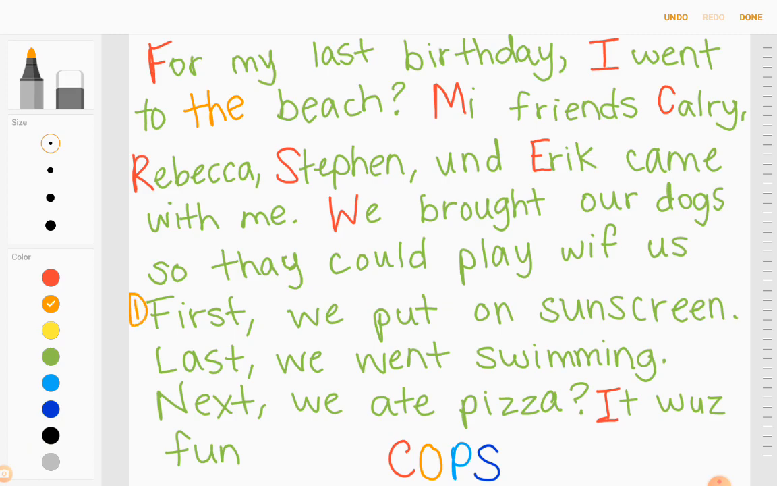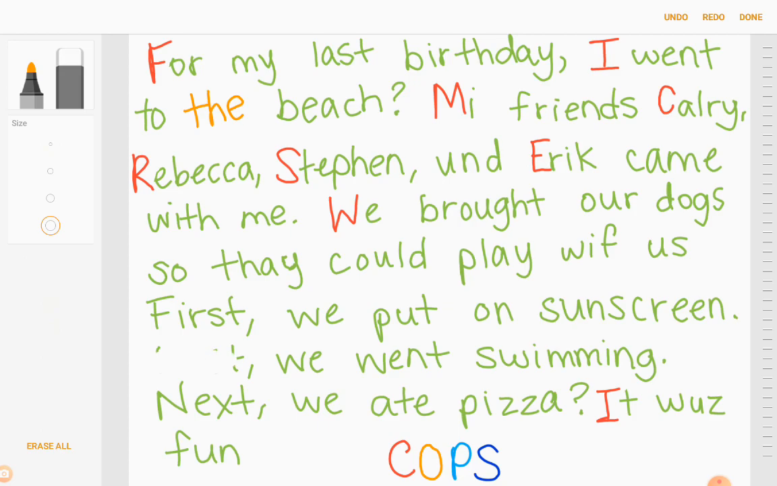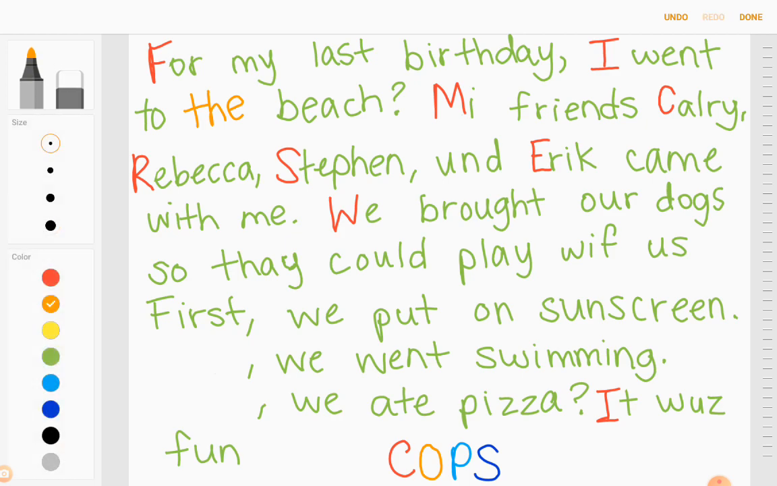First, last, next. That doesn't make sense. I have my transition words out of order. First, next, last. So I need to fix that. So I'm going to erase last and erase next. First, we put on sunscreen. Next, this is the beginning of a sentence, so it's capitalized. We went swimming. Last, beginning of a sentence, so it's capitalized. Last, we ate pizza.